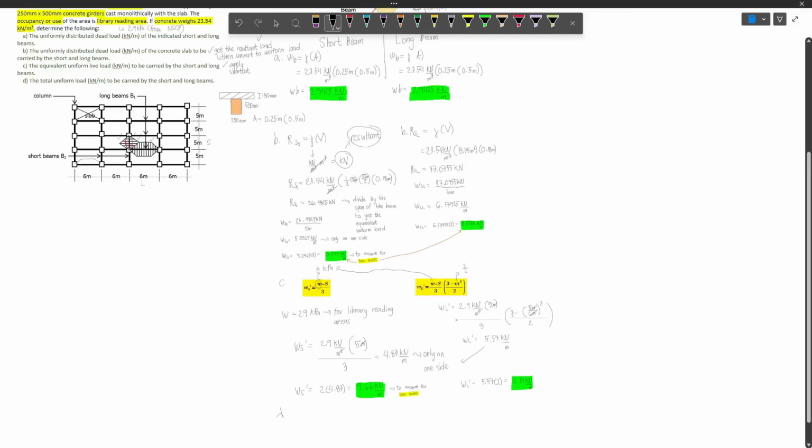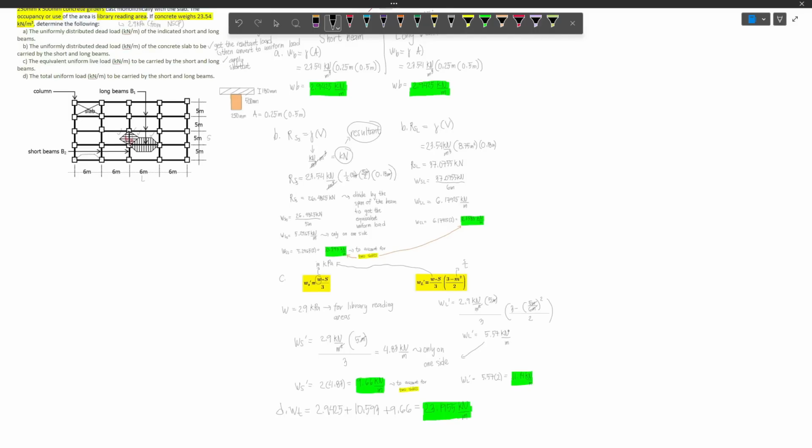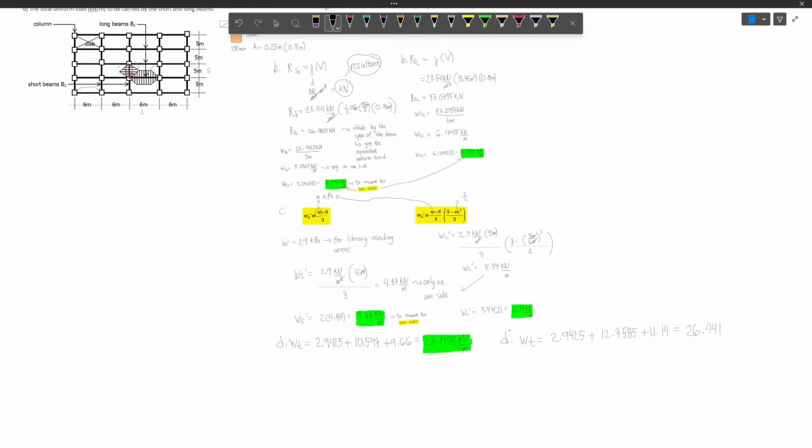So for letter D, we have, let's say W total, that's equal to 2.9425 plus 10.593, and then plus 9.66, which will give us 23.1955. And then this is kN per meter. And then for the long beam, we have WT is equal to 2.9425 plus 12.3585, and then plus 11.14. And so this will give us 26.441. And then this is kN per m. And so now we already have our answers for all of the questions.